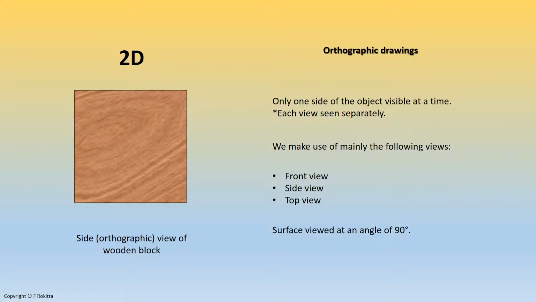Let's discuss 2D and orthographic drawings in a little bit more detail. As mentioned before, only one side of the object is visible at a time, and each view is seen separately. We mainly make use of either the front view, the side view, or the top view. Each of these views is viewed at an angle of 90 degrees. It is also important to note that with a side view, we can ask for either the left or the right side view.